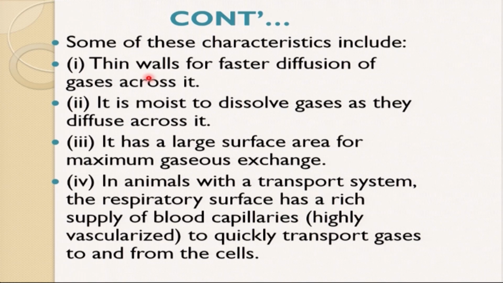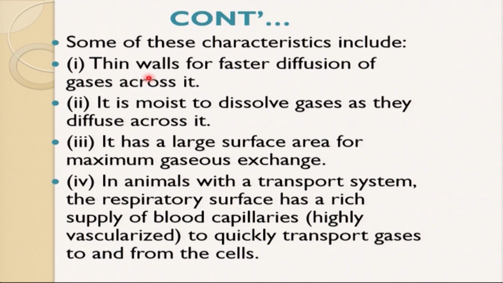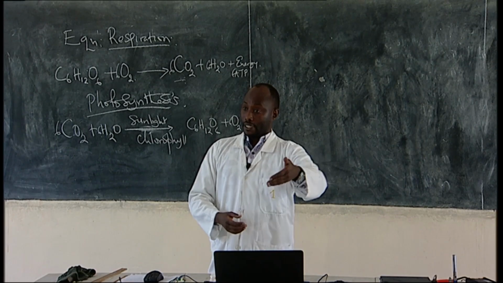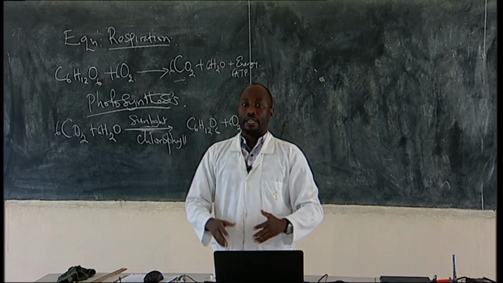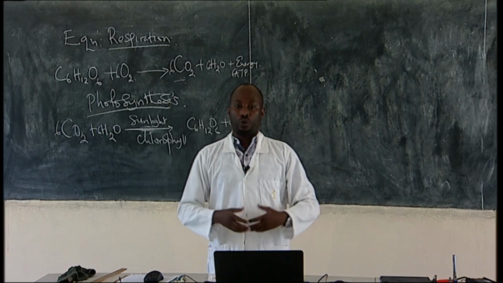I mentioned that the thinner the walls, the faster the diffusion of gases across them. I talked about moisture, the skin. We have to mention frogs. Frogs are normally found in moist areas. Their skin is moist, so they don't need special structures for gaseous exchange. As long as they're in contact with an environment where oxygen is available, they can diffuse gases very easily because of the moisture.